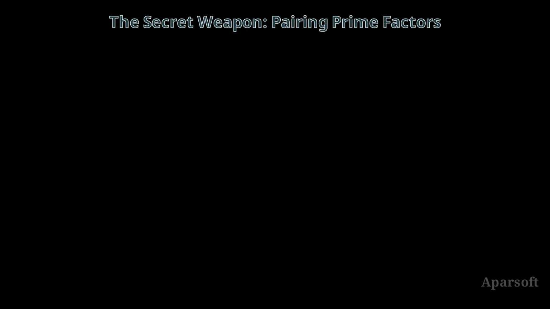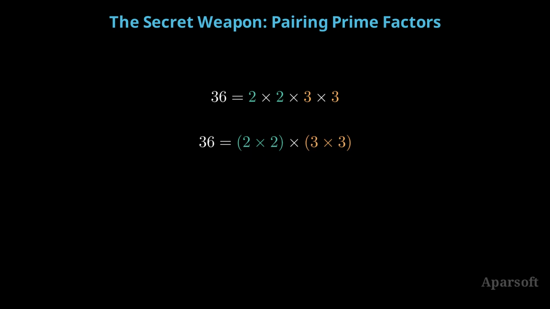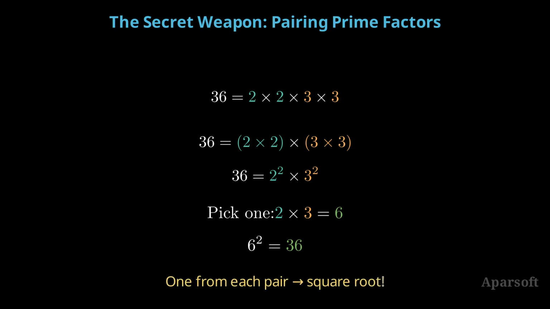Here is the secret weapon, prime factorization. When we break a number into its prime factors, if we can pair them all up, every factor appears twice, then it is a perfect square. Let us see this with 36. 2 2's make a pair and 2 3's make a pair. Piece by piece, the answer comes together. We can write this as 2 squared times 3 squared. Pick one from each pair. 2 times 3 equals 6. And 6 squared is 36. Perfect. 1 from each pair gives you the square root.